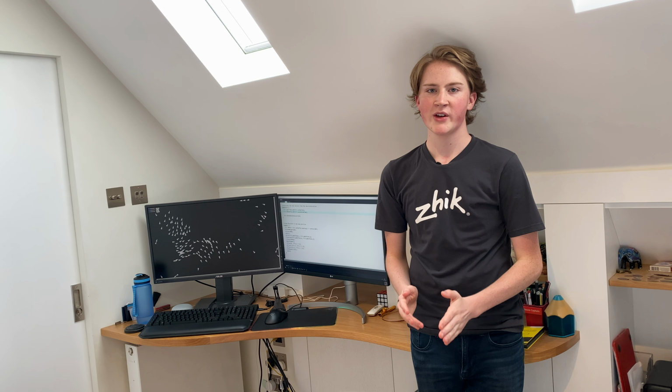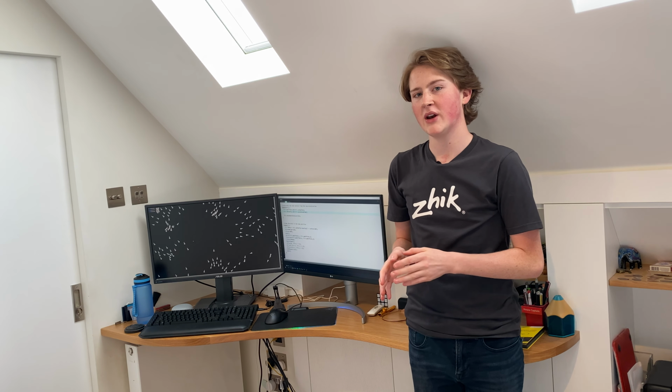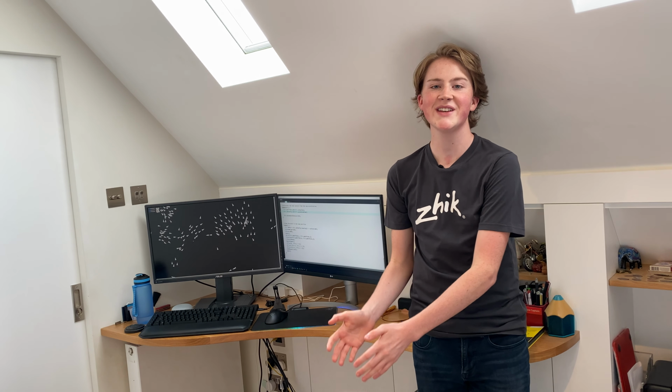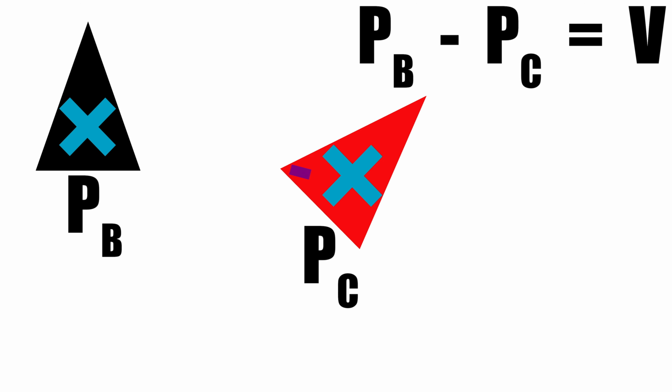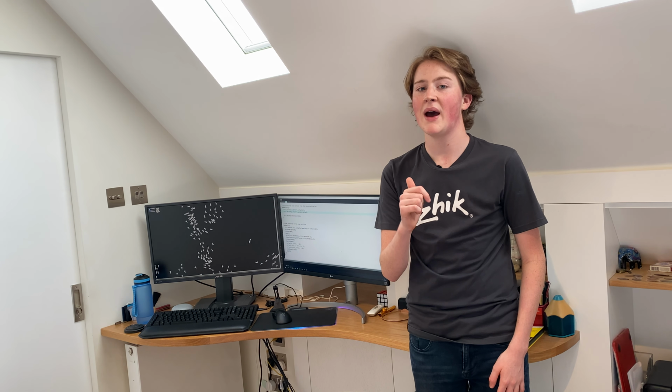So the code works, but this is clearly in need of the final rule, which is separation. And again, this is very similar to the rules before. All I do is find the Boids which are able to be seen, then I take the position of one of the Boids which is able to be seen, and subtract the position of the Boid that I'm trying to calculate the acceleration for. And this gives me the velocity which I would need to go straight towards that Boid. But I want the velocity which allows me to go away from that Boid.